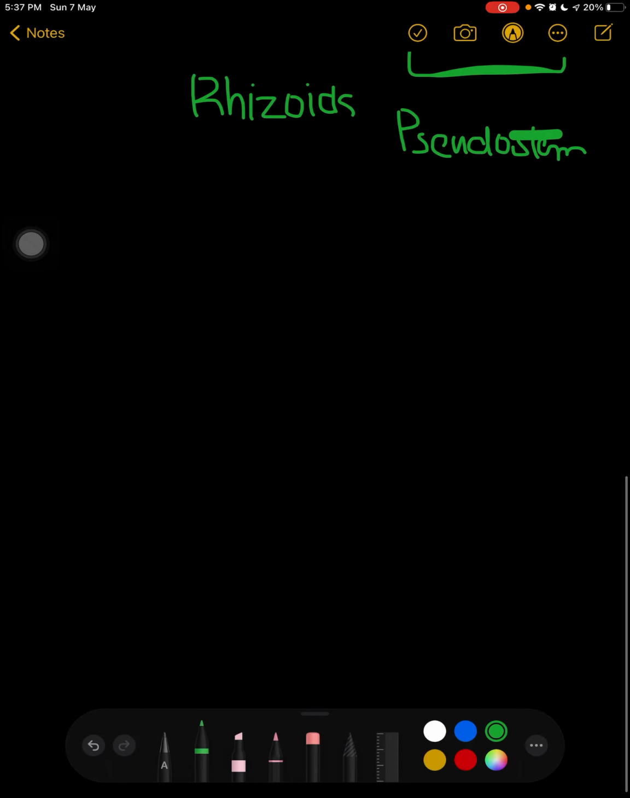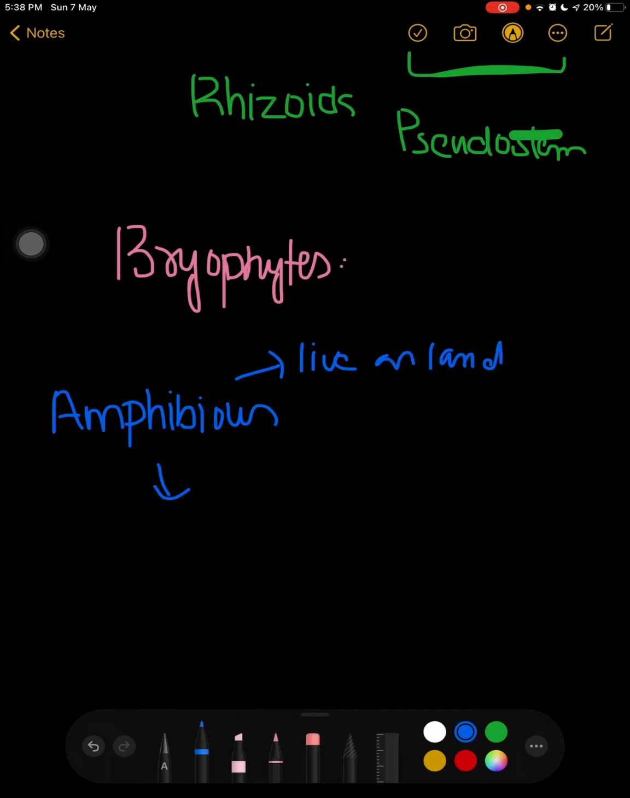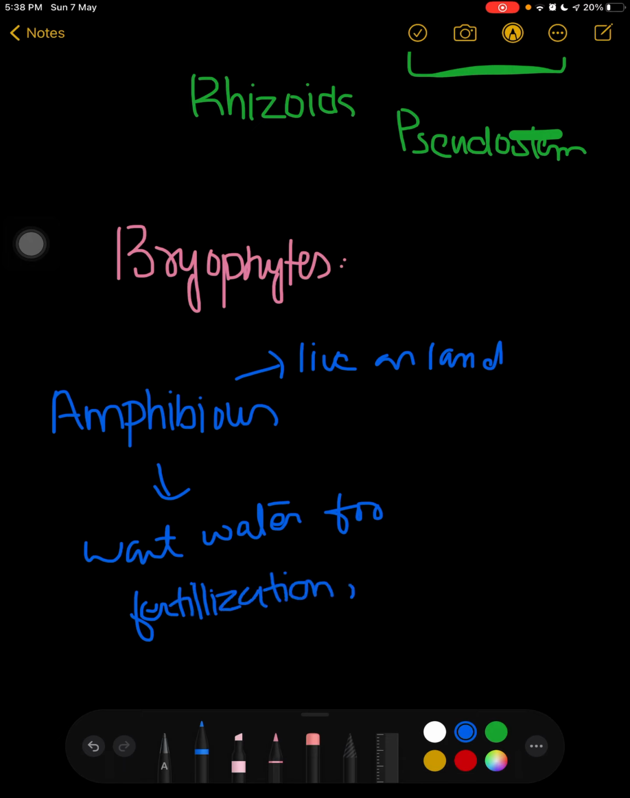Now let's talk about the general characteristics of the bryophytes. Bryophytes, right? They are non-vascular plants and they are amphibious. It means basically they live on land, but they want water for fertilization, for existence and development.